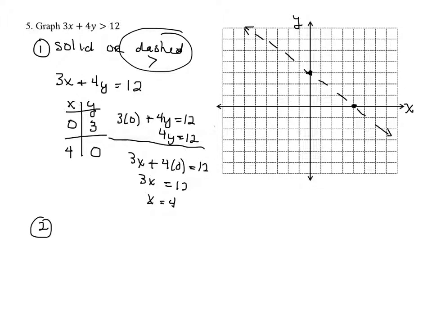Oh, this one we can choose (0, 0). I'm psyched because (0, 0) is not on the line. So we're going to plug it into the original inequality. There it is. Put 0 in for x, 0 in for y. 3 times 0 is 0. 4 times 0 is 0, so 0 is greater than 12? No. See, here's my (0, 0). It's a big NO because it's not greater than 12. So we're going to shade the opposite side.